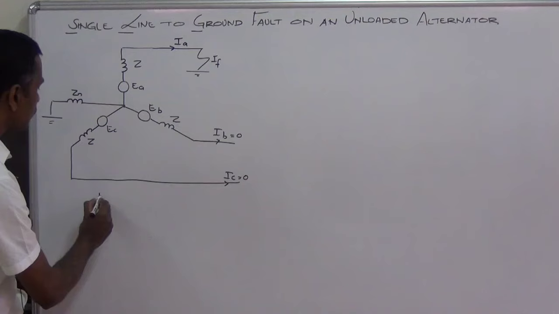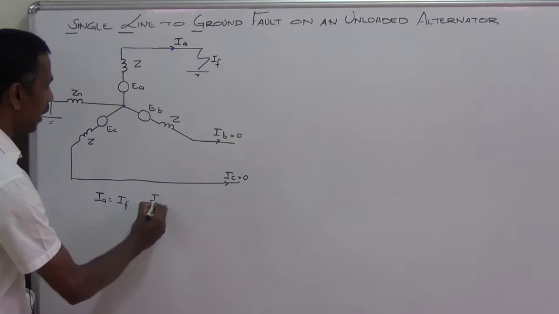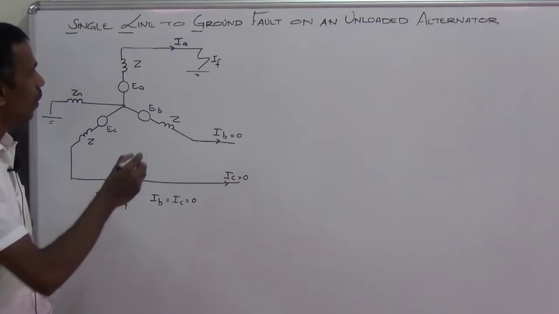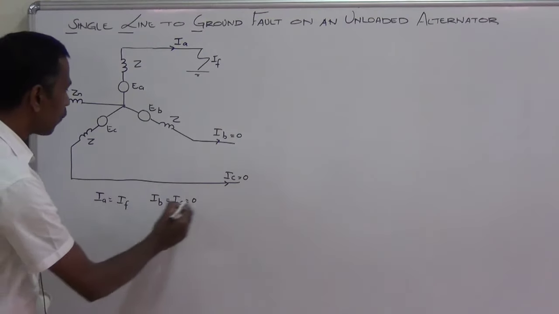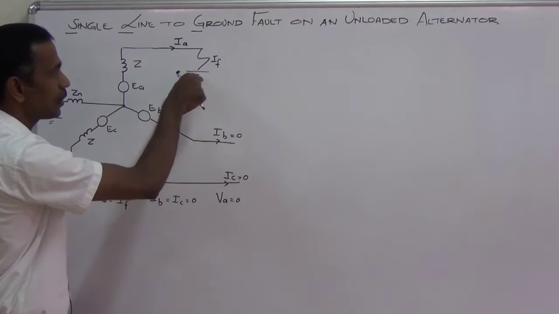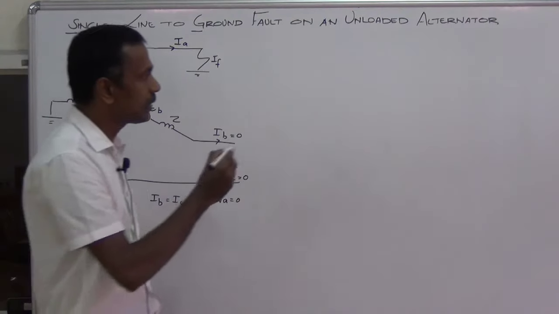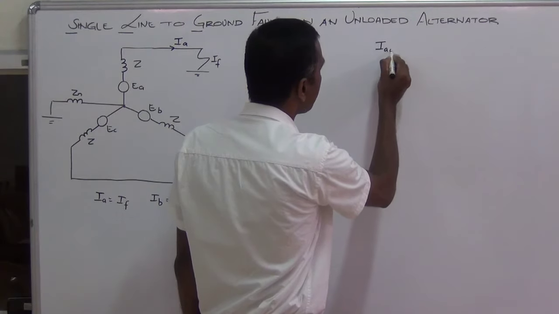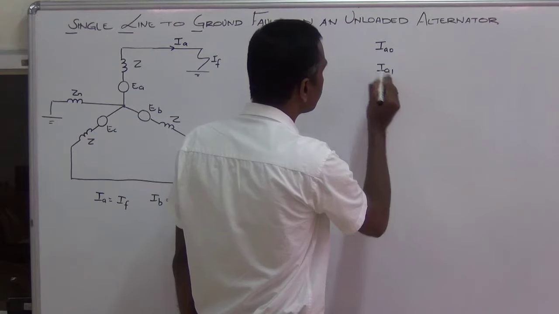Here IA equals IF and IB equals IC equals 0. As this point is shorted to ground, the A phase voltage will be equal to 0. Because this is shorted to ground, the voltage becomes 0. Now let us find out the sequence currents, IA0, IA1, IA2.